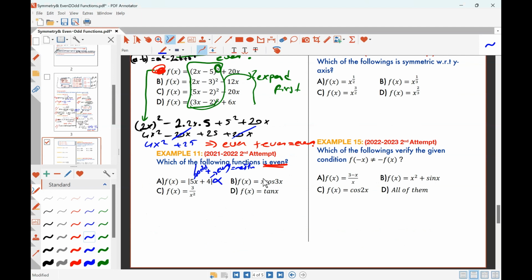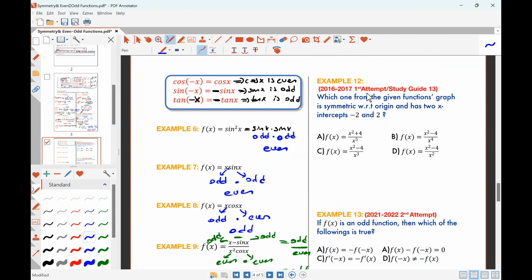Check option B. x is an odd function. Cosine is an even function. Odd multiplied by even gives you odd. So this is not your answer either. Tangent is an odd function. This is not your answer either. 3 over x squared. 3 is an even function, it's a number. x squared is an even function. Even divided by even is even. So C is our answer.